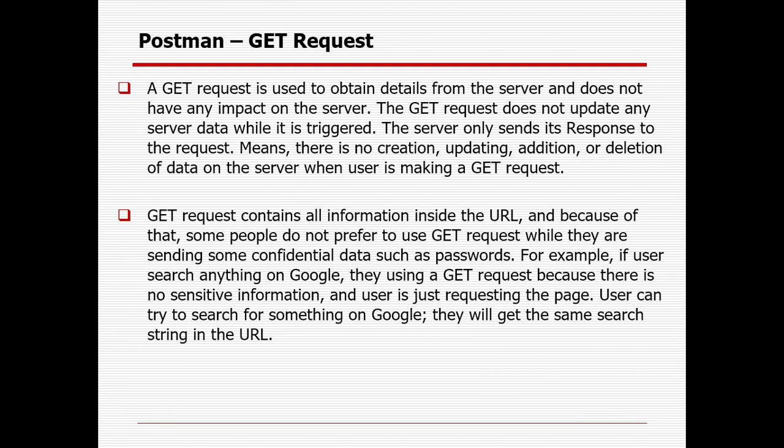So what is a Postman GET request? A GET request is used to obtain details from the server and does not have any impact on the server. The GET request does not update any server data while it is triggered. The server only sends its response to the request. This means there is no creation, updating, addition, or deletion of data on the server when the user is making a GET request. So what is the meaning?